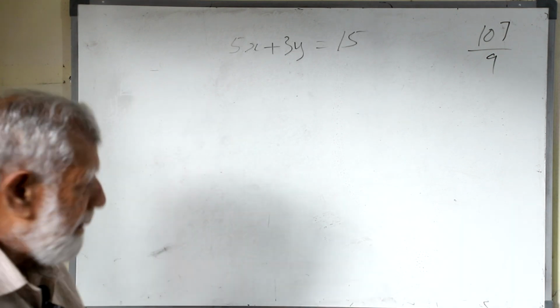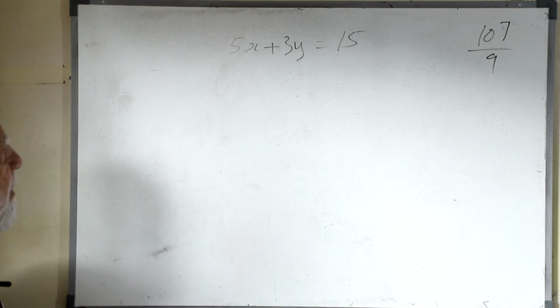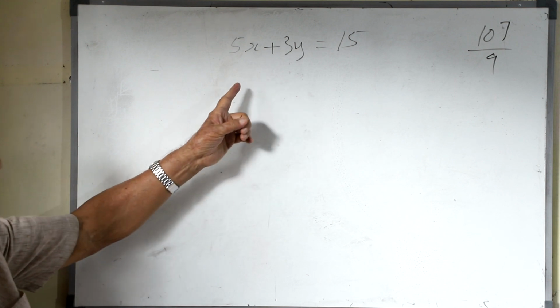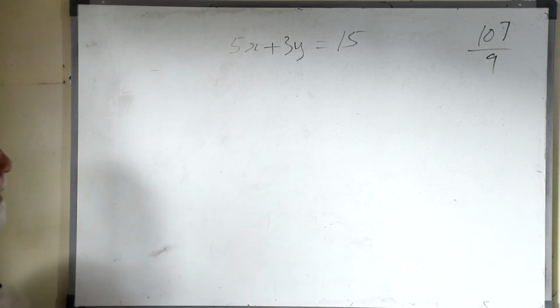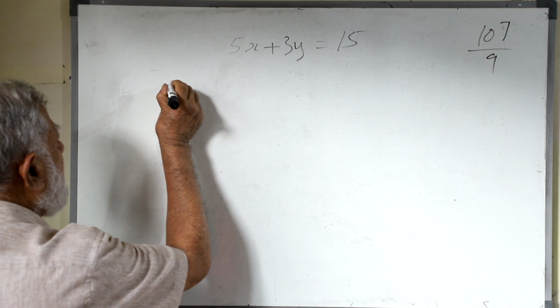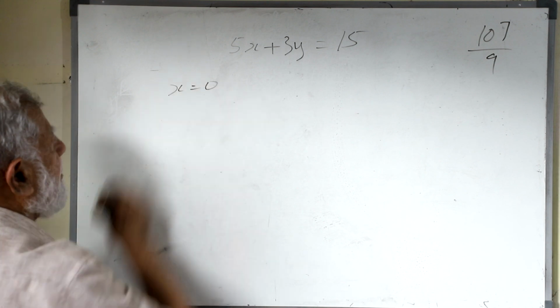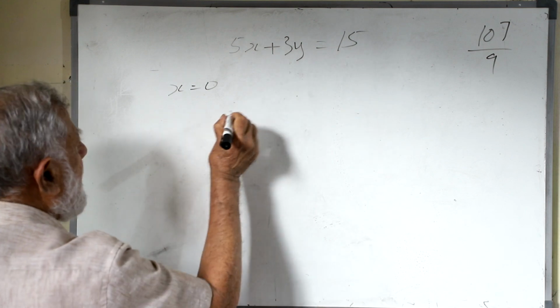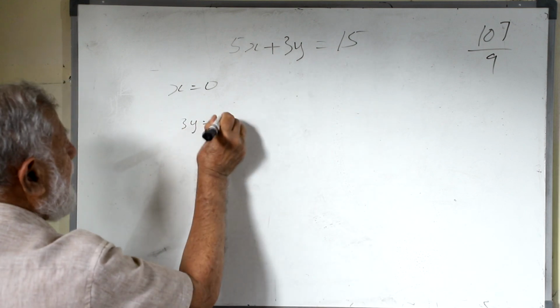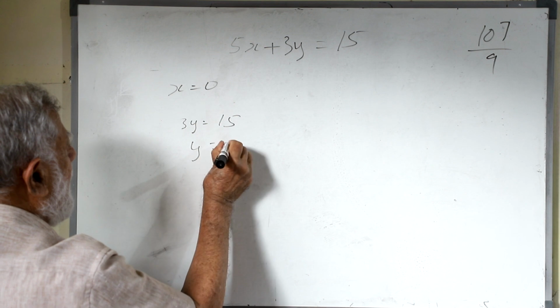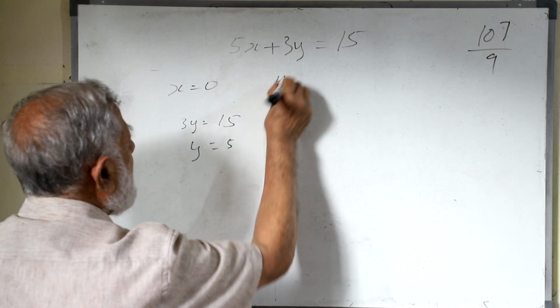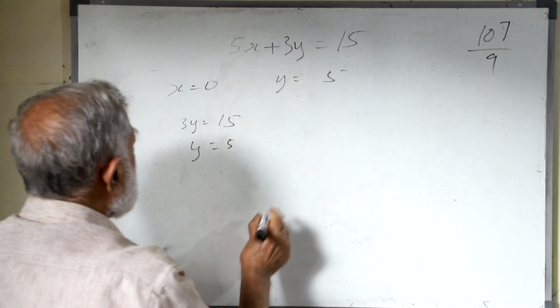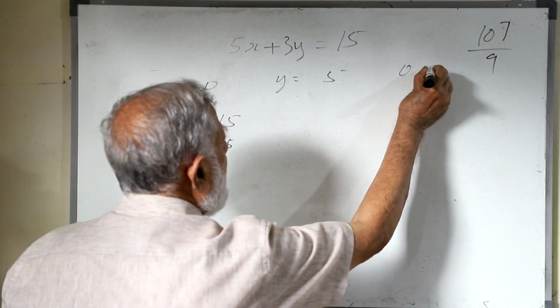Look at this example. 5x plus 3y equals 15. Now we are going to draw the graph without making a table, in the easy method. So first we say x equals 0. When x equals 0, 3y equals 15. Therefore, y is equal to 5. So the point is 0, 5.